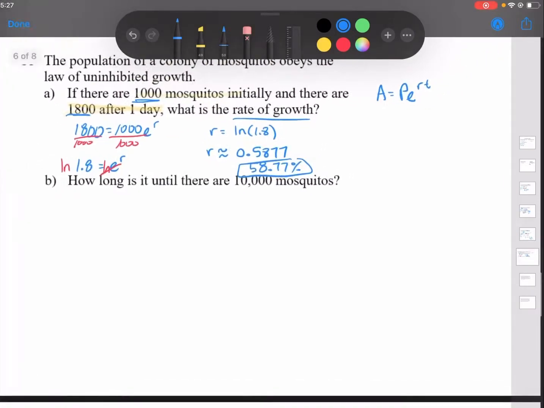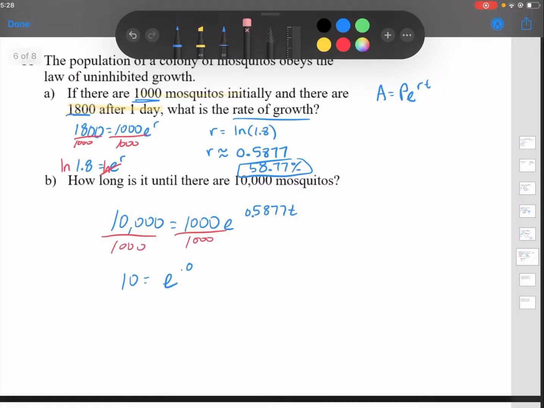So they ask us, how long is it going to be until there are 10,000? So we're trying to figure out if we end with 10,000 and we start with 1,000 again, what would our time be? So we're going to put that rate in and put our time right here. So we'll go ahead and divide by 1,000. So that gives us 10 is equal to E raised to the 0.0. Well, I wrote the wrong numbers, sorry. Just noticed that. So it should be 0.5877 because it is 58%.